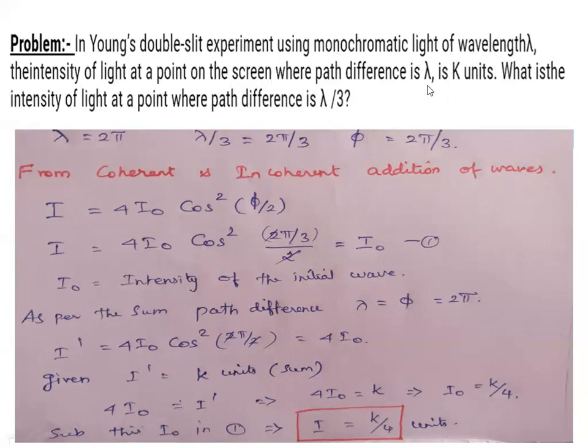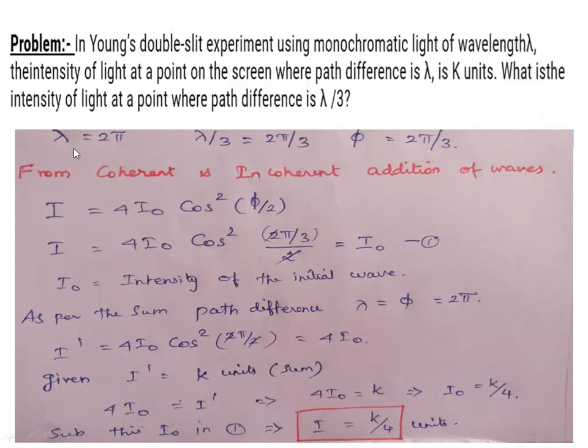We have already seen that the path difference should be an integral multiple of lambda, or it should be 0. So there they have given that the path difference is lambda, and the intensity is given as K units. What is the intensity of the light at a point where the path difference is lambda by 3? They have given the value at lambda, and they are asking for the intensity where the path difference is lambda by 3. So this is what we will consider over here.